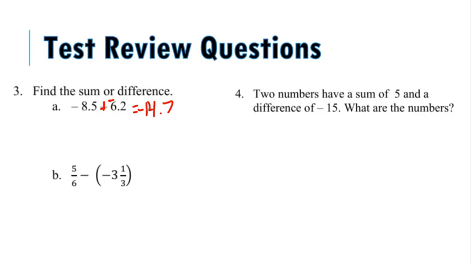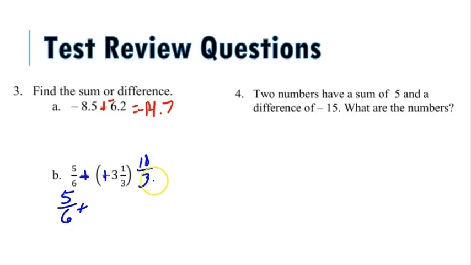Next, I have 5/6 minus a negative 3 1/3. Now for this, I'm going to put this as improper fractions. But first, I'm going to add the opposite. So really, I'm adding two positive fractions. So I have 5/6 plus, and this is going to be 10/3.